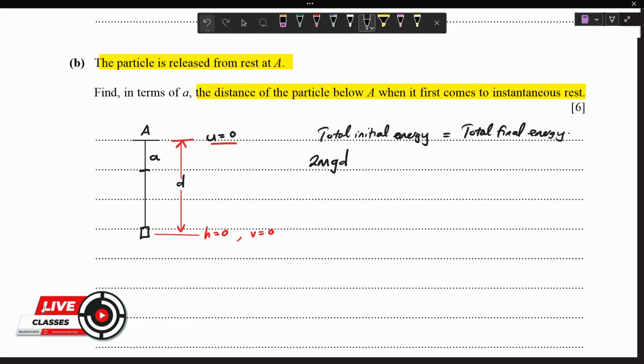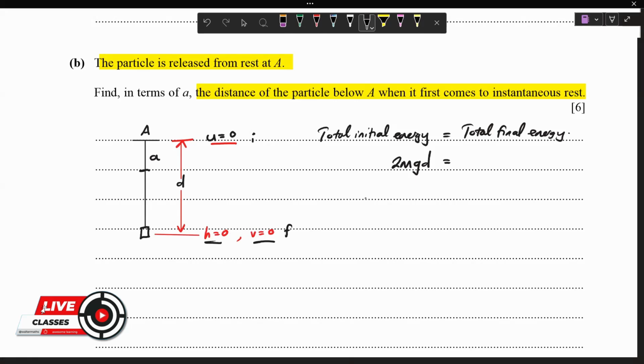So 2mgd is the gravitational potential energy. Then the elastic potential energy is going to be 0 as well, because at A there is no extension. Extension is 0. So we're just going to work with this. This is going to be equal to, for the final, because this is initial. For the final down here, kinetic energy is going to be 0 since the speed is 0. Then the final gravitational potential energy is going to be 0 as well since h is 0.